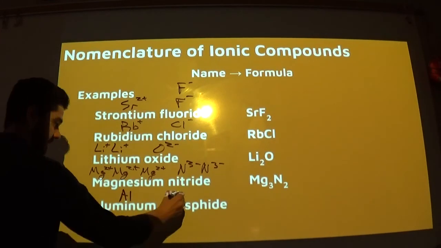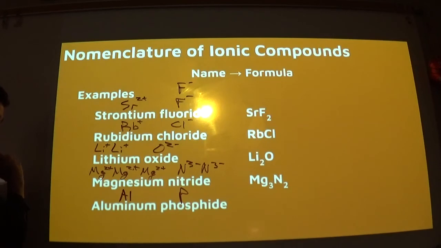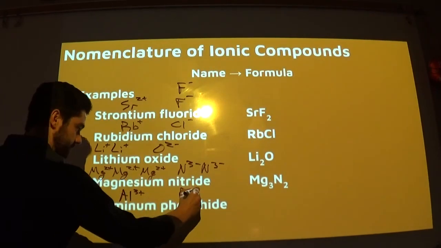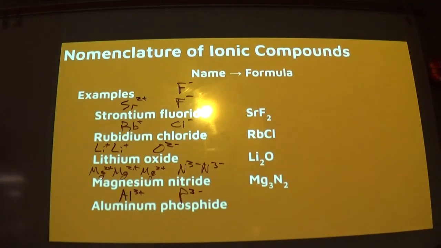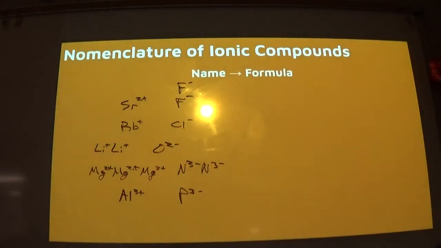Aluminum is Al, phosphide is P. That's a 3+, that's a 3-. They cancel out, so it's just AlP. Questions? Okay. Transition metals and we're done.